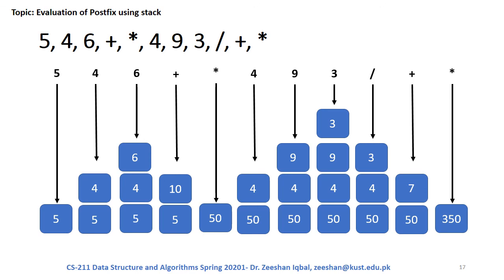Next symbol is division, which is an operator, so we will take the top two operands, that is 9 and 3, and apply the division operator. So 9 divided by 3 becomes 3, and this 3 will be pushed to the stack.